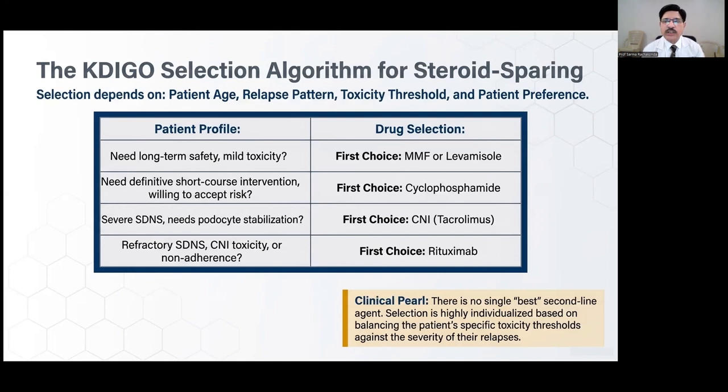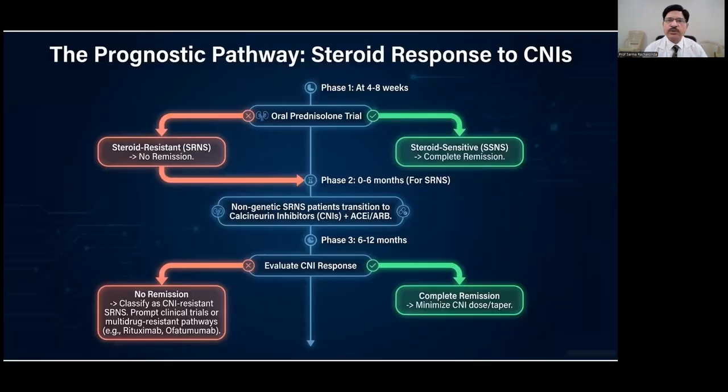There is no single best second line agent. What is the first best line agent? Steroid. There is no single best second line agent. Selection is highly individualized, based on balancing the patient's specific toxicity thresholds against the severity of the disease. Use this table. Now, the prognosis.